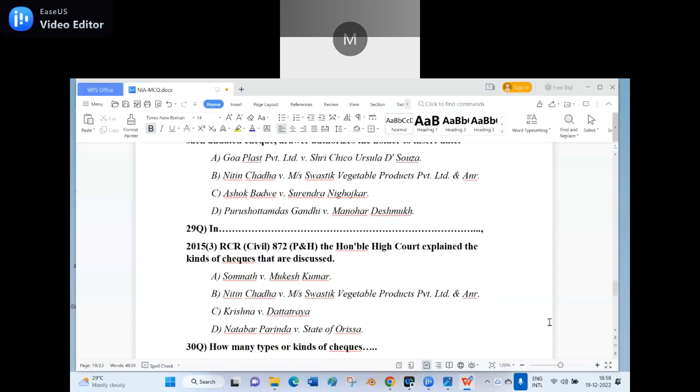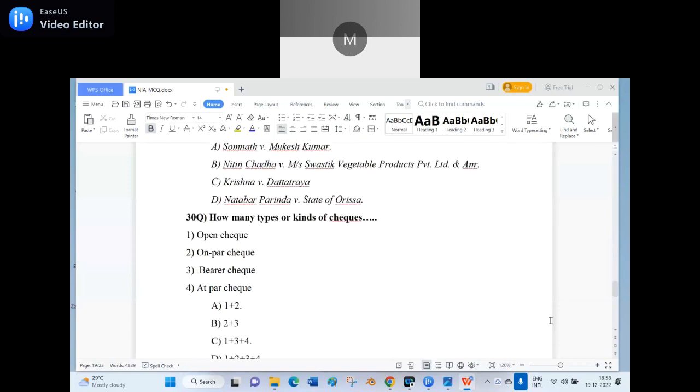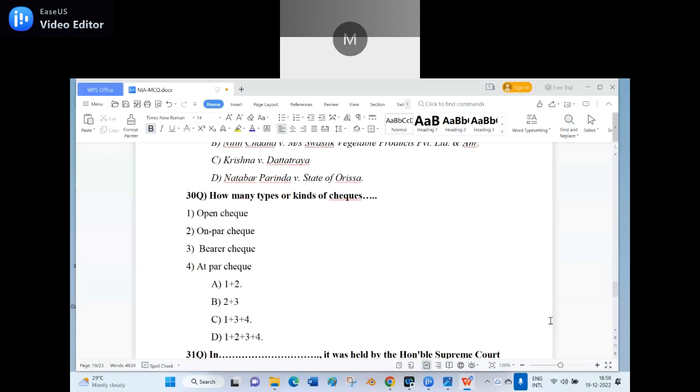Now I will explain the next question. What are the variety or kinds of the checks? How many types of checks are there? A. Open check. 2. On par check. 3. Bearer check. 4. At par check. Options given: A. 1 plus 2. B. 2 plus 3. C. 1 plus 3 plus 4. D. 1 plus 2 plus 3 plus 4.